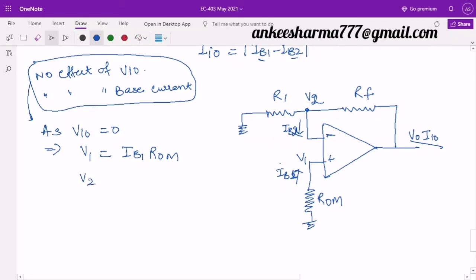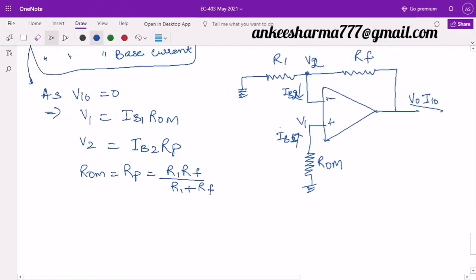And what is the value of V2? V2 is this current IB2, and as we have already discussed, R1 and RF are a parallel combination. So V2 is equal to IB2 into the parallel combination, which we have already denoted as RP, where ROM was equal to RP equal to R1 RF upon R1 plus RF.